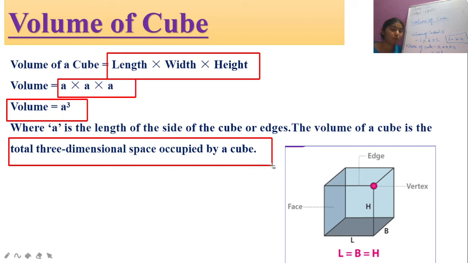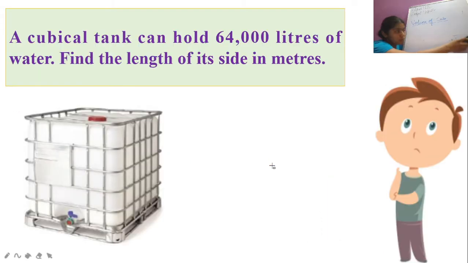Now students, let's solve this question to find its length. How will you find its length? Will you use this formula to find it out? Yes? Okay students, very good. So we can say that a cubical tank can hold 64,000 liters of water. Find the length of its side in meters. So you have to find it in meters.